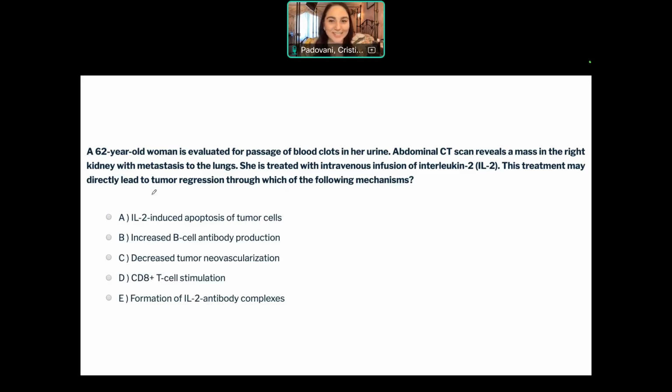Okay, pause. So this treatment may directly lead to tumor regression through which of the following mechanisms? A 62-year-old woman is evaluated for passage of blood clots in her urine. Abdominal CT scan reveals a mass in the right kidney with metastasis to the lungs. She's treated with IV infusion of IL-2. This treatment may directly lead to tumor regression through which of the following mechanisms? Oh, look at me putting stuff from previous PowerPoints on here, huh?